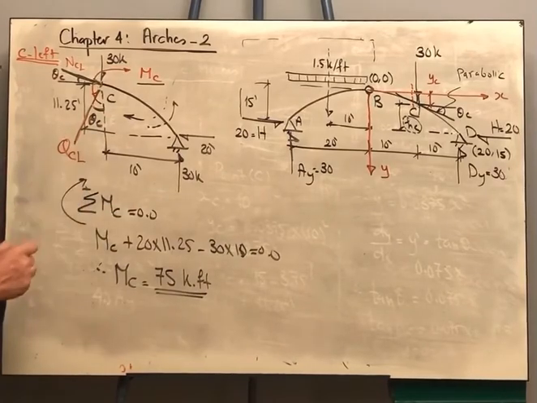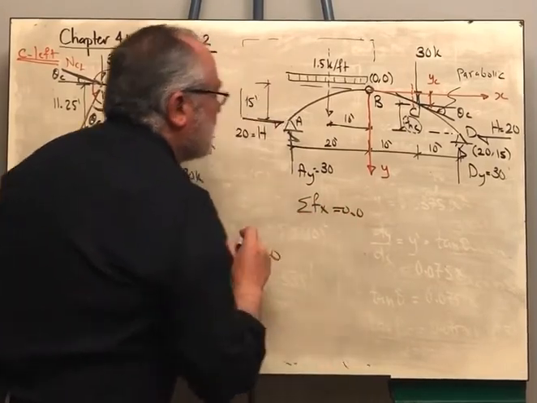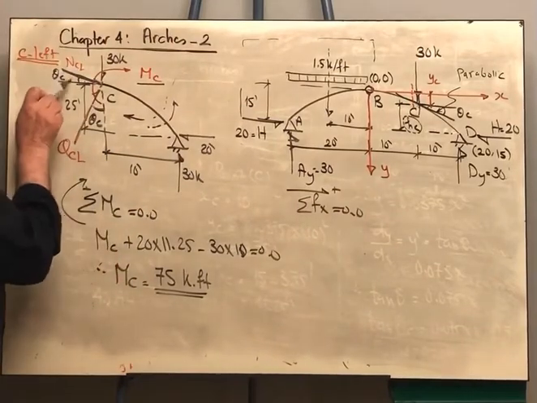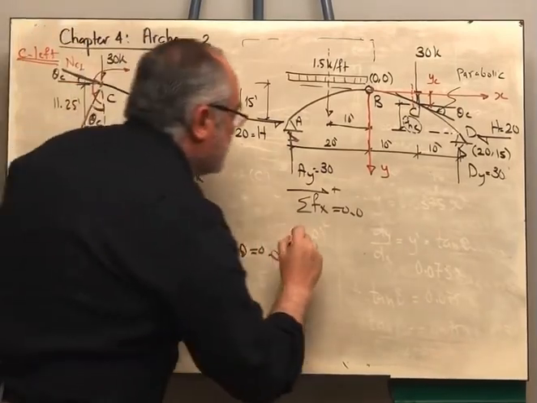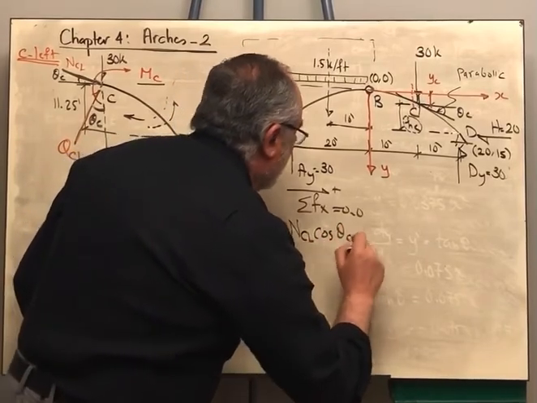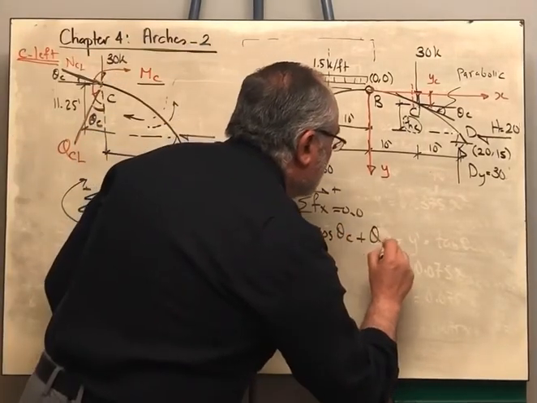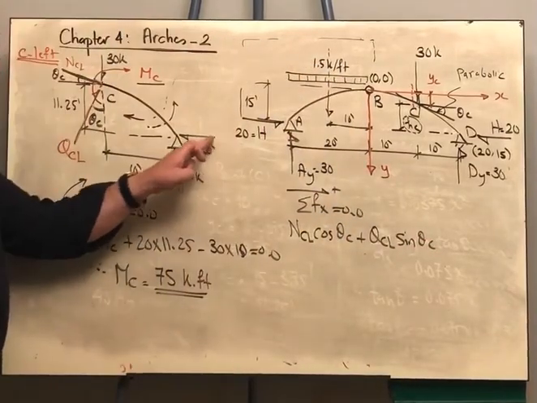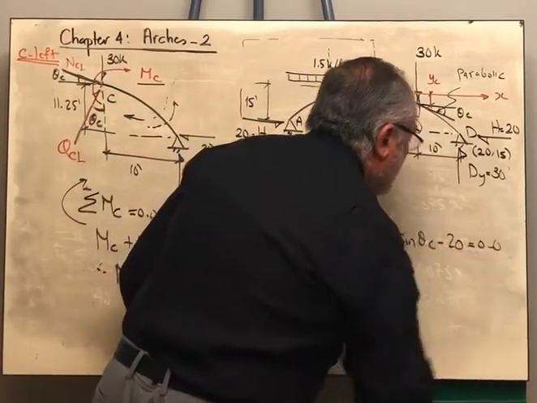Now here we can apply sigma Fx is equal to 0. Let me consider this is the positive direction. Take care. The normal force and the shear will have horizontal component. I will say NC left cosine theta C, and the component of the shear will be QC left sine theta C, and we are having the 20 kip force, minus 20 is equal to 0.